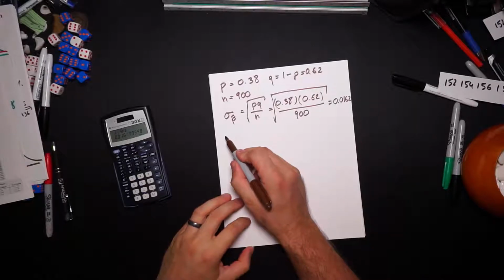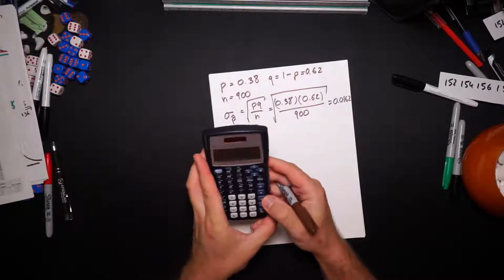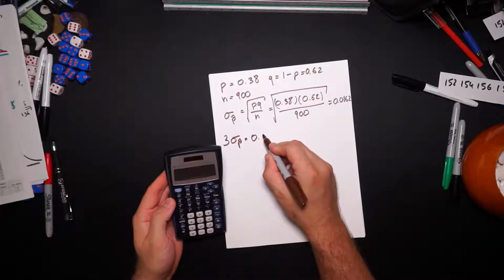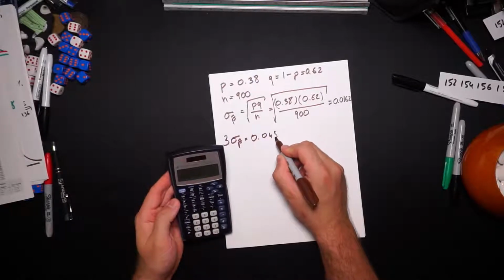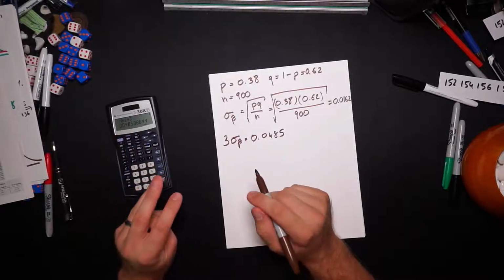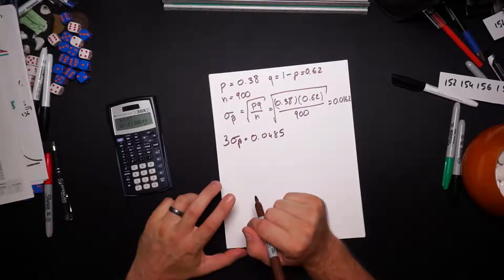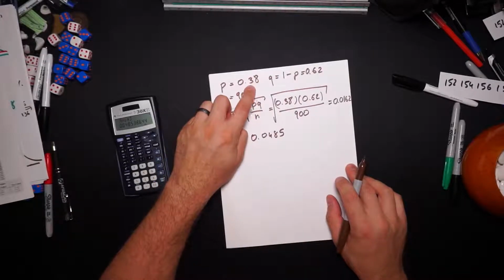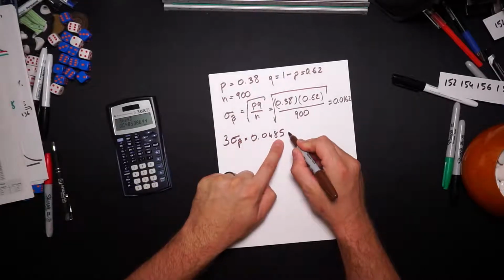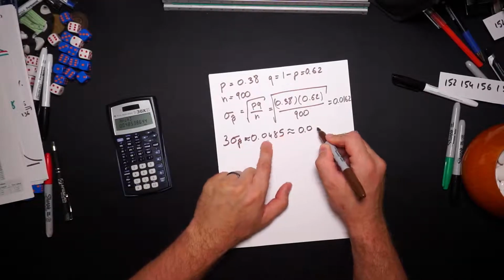All right, so next thing we need to do is times 3, and that comes out to be 0.0485. All right, now this has 2 decimal places, we have 3, so I'm just going to round this to 0.049.